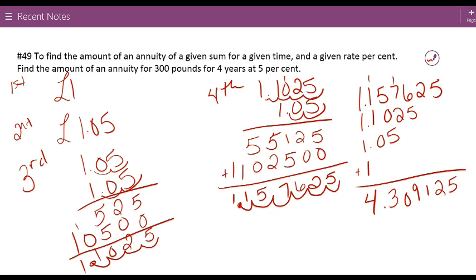That's what we'd be paying if the annuity was £1 every year, but it's not, it's £300, so it's going to be 300 times this. So now we're going to take this value and multiply it by 300.